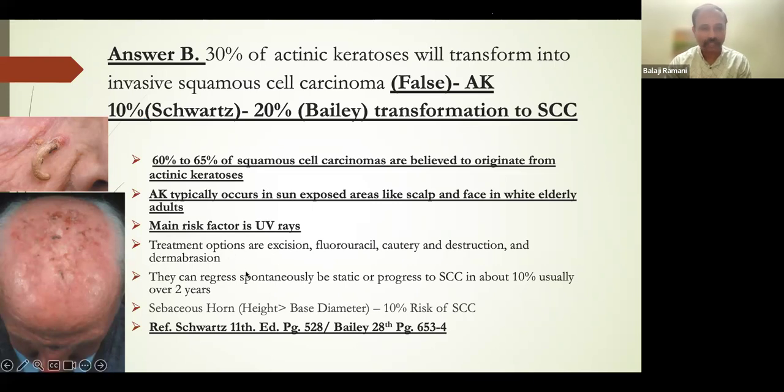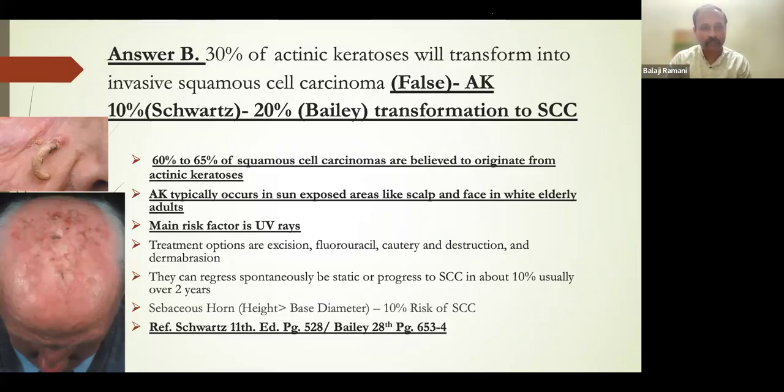So they can regress at times spontaneously. They can be static, or they can progress, usually in about 10 to 20% of cases. Now, this particular entity, of course, is very famous to all Bailey users as widow dimanche, that sebaceous horn, which is arising from the scalp, I mean, from the forehead.